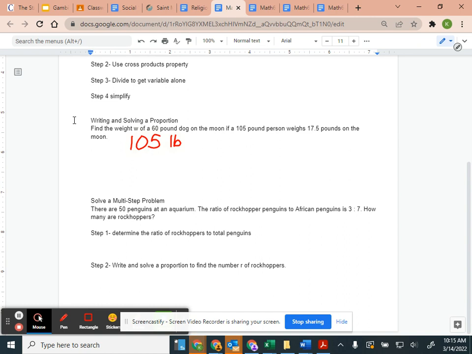So the 105-pound person divided by 17.5 pounds on the moon. So then we have our 60-pound dog. This is the man or person. And we want to know X pounds on the moon.